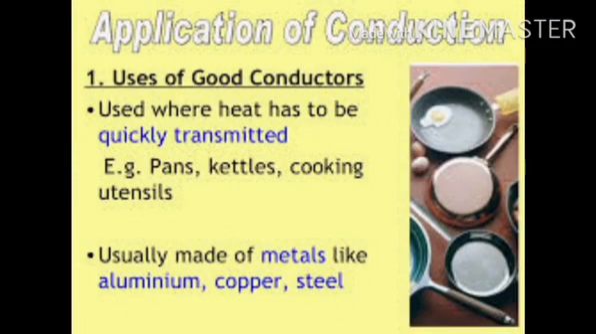Now, applications of conductors. Uses of good conductors. They are used where heat has to be quickly transmitted. For example, frying pans, kettles, cooking utensils, etc. Usually metals like aluminium, copper, and iron are used to make utensils for heating.